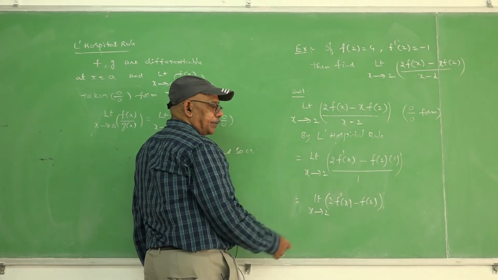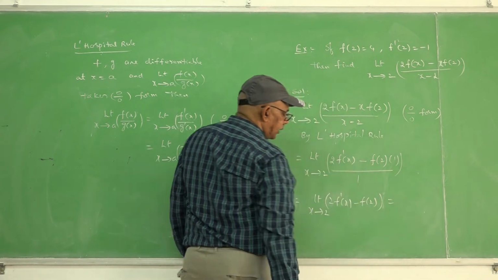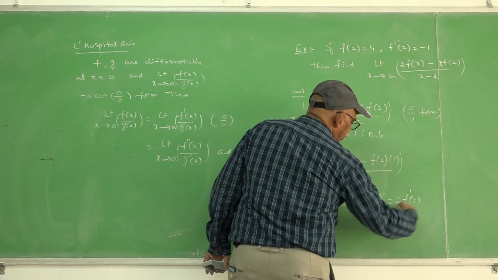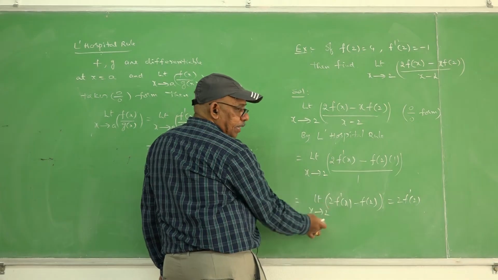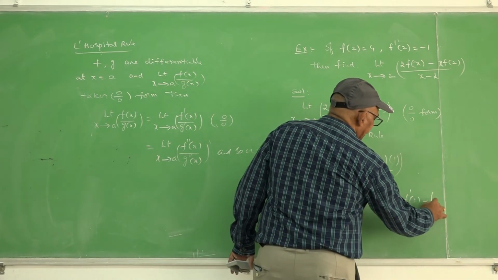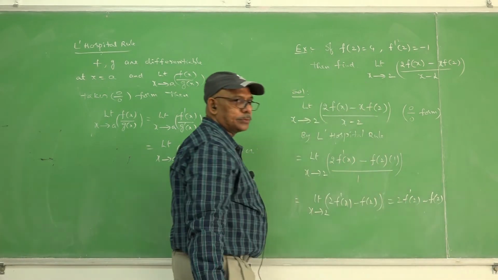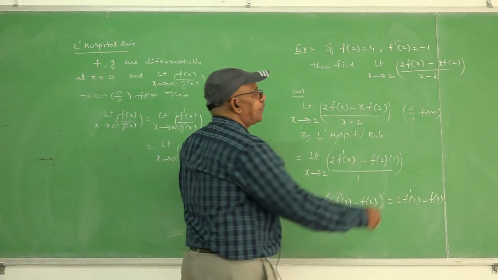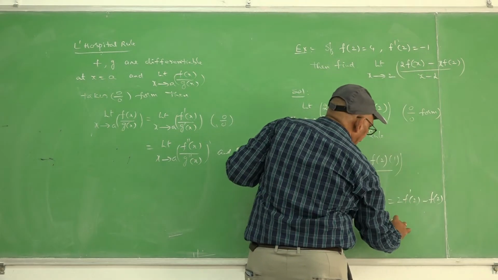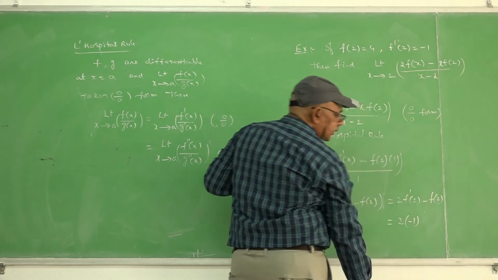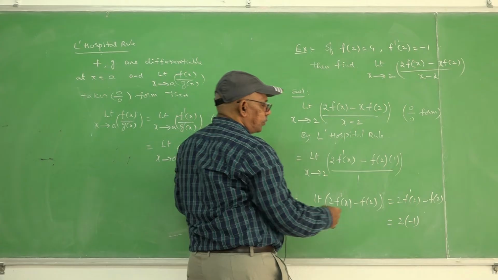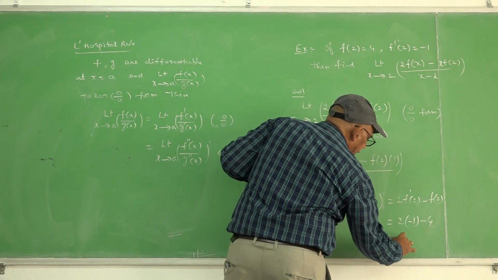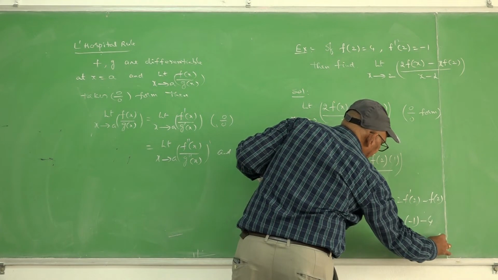Now, apply the limit. Taking the limit as x goes to 2, we get 2 into f dash of 2. This is constant, hence the limit itself, f of 2. F dash 2 is given as minus 1. So, hence this is 2 into minus 1, and f of 2 is 4 here. Hence, the required limit is minus 2 minus 4, that is minus 6.